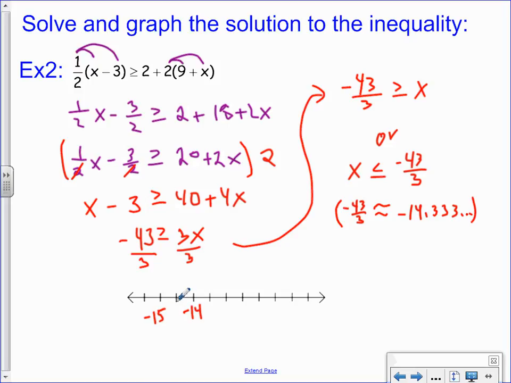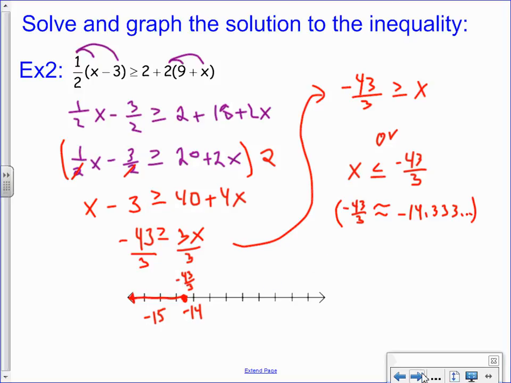Right, so negative 14.3 is not quite halfway there. It's probably somewhere over here. Since it's less than or equal to, it's going to be a closed circle. So this is negative 43 over 3. That point is. Okay, and since it's less than, we're going to be shading to the left.